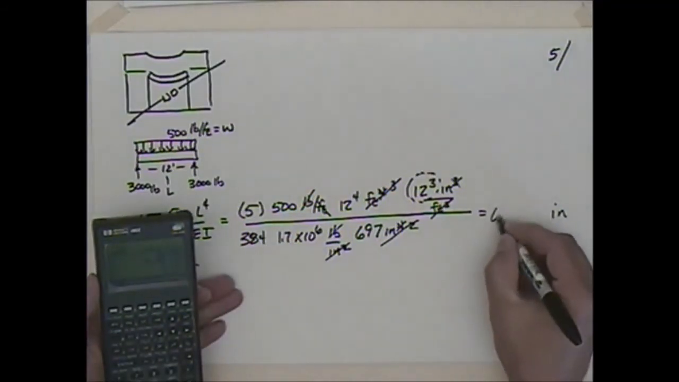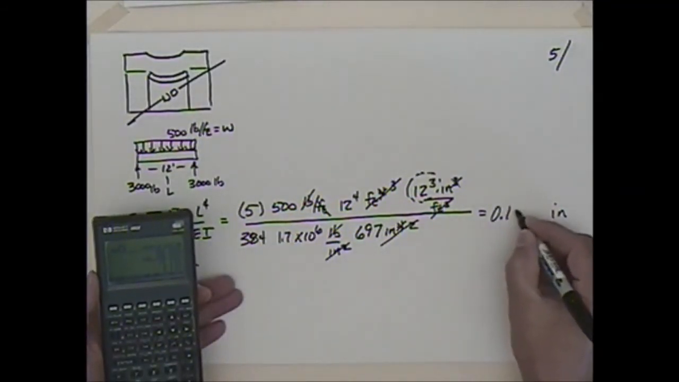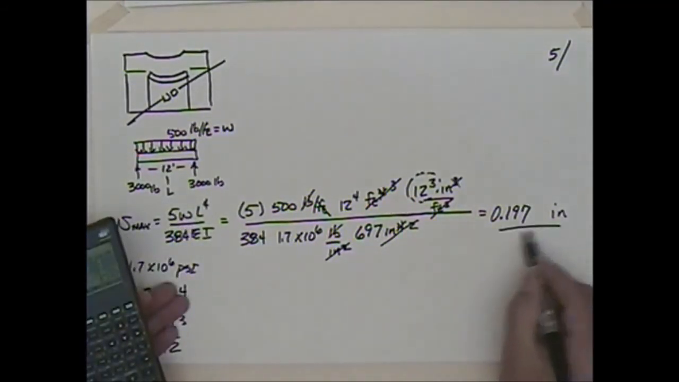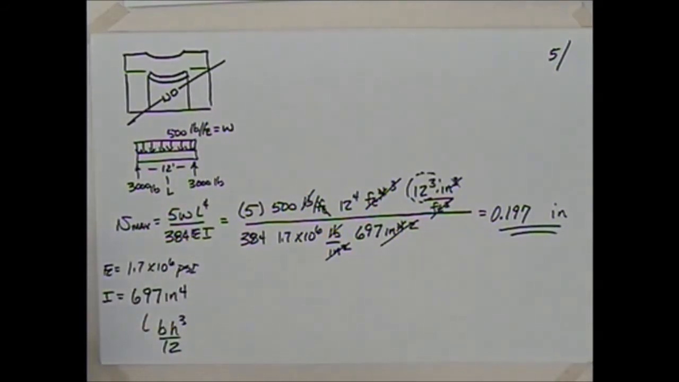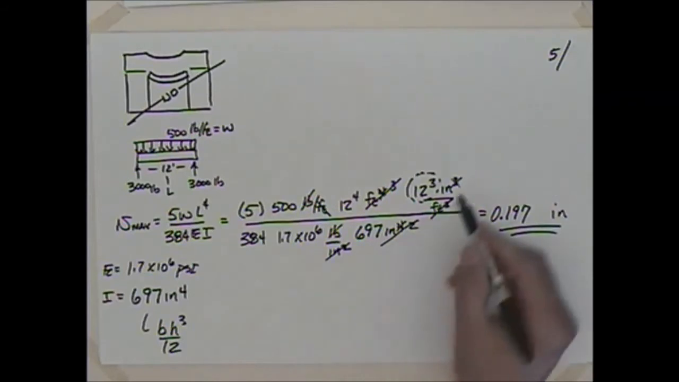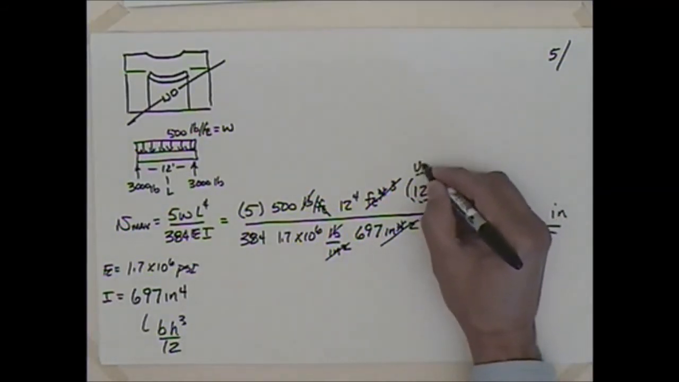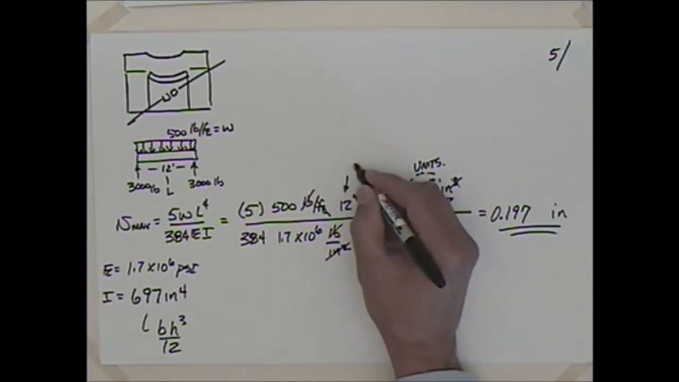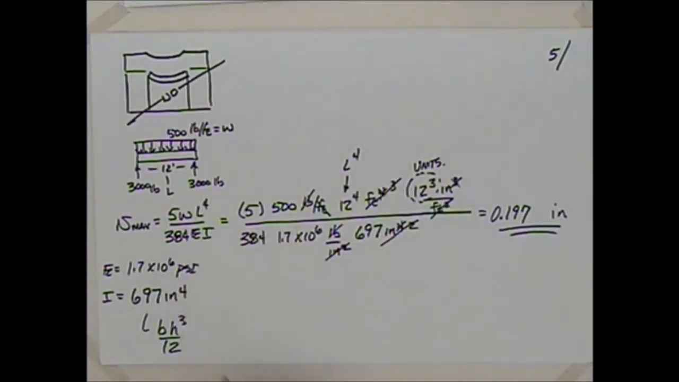So I come up with 0.197 inches, which seems fairly reasonable. I think I'll take the time and double check my number here. This is maybe not the greatest example because this 12 cubed is from units, whereas this 12 to the fourth is from the length to the fourth term. But other than that, I think we're okay. Let me double check this.